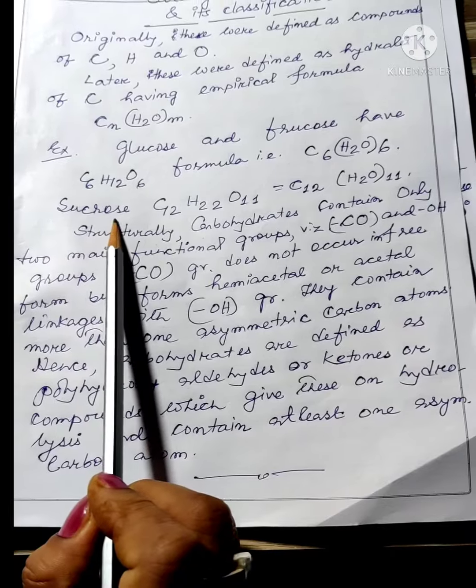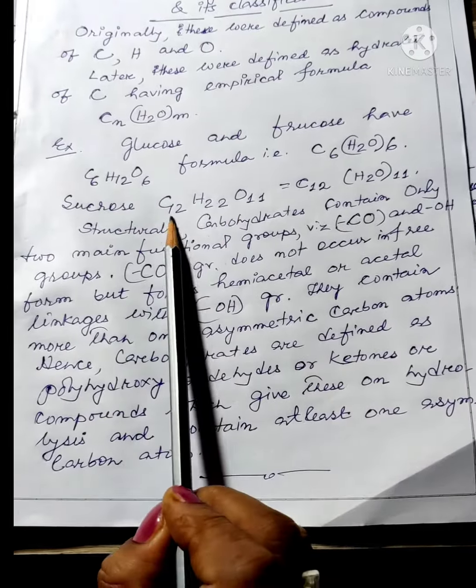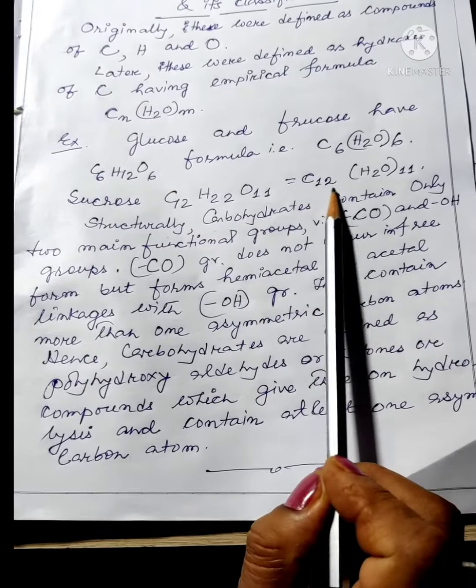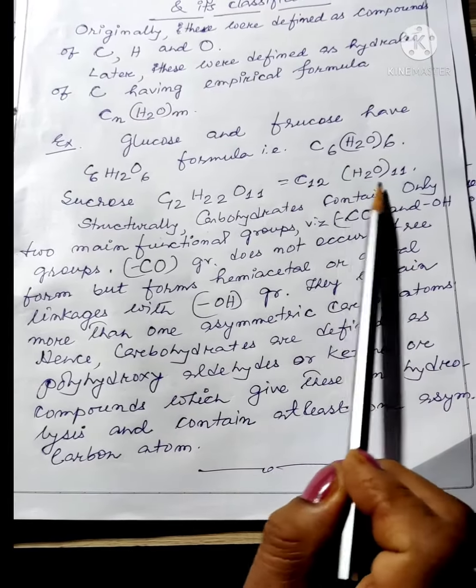For sucrose, the molecular formula is C12H22O11. It can be written as C12(H2O)11, that means hydrates of carbon.